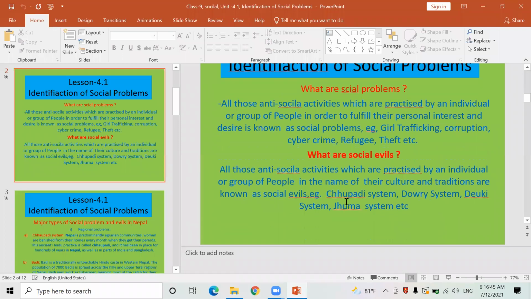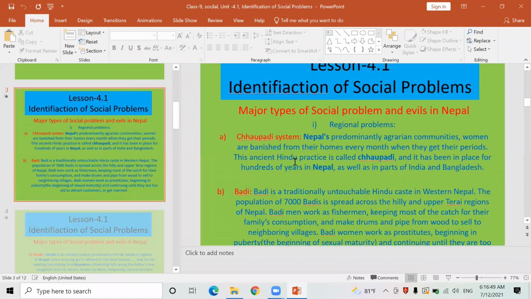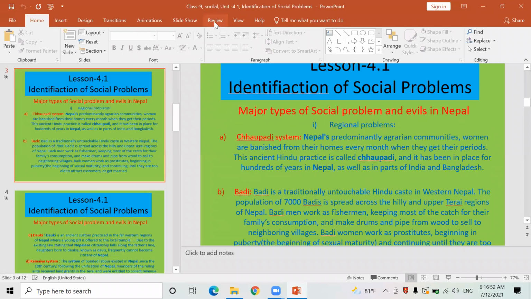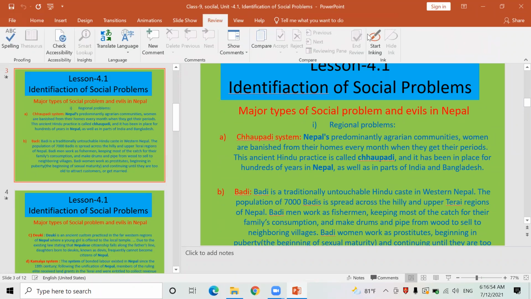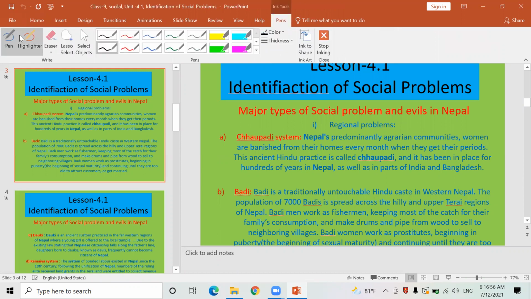Now let's go to the next topic. Next topic, look here. Let me use the digital pen also. Look at now. Next topic goes like this.